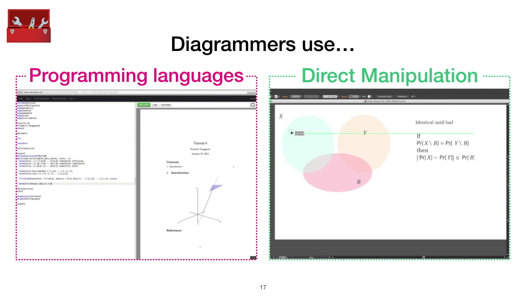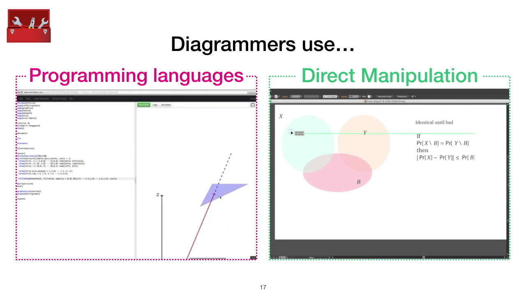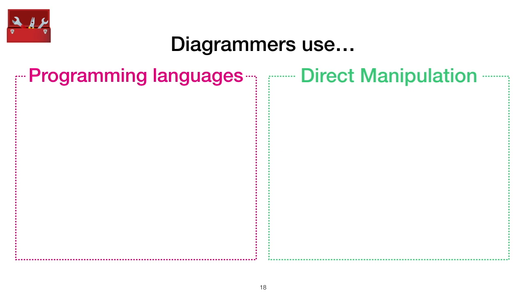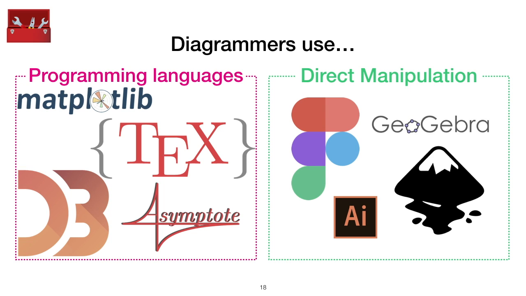The programming language-based tools have textual interfaces and often involve typing snippets of code into an editor and compiling the program to view the diagram. Examples of language-based tools include D3, TikZ in LaTeX, and Matplotlib in Python. For direct manipulation tools, our participants mentioned tools like Adobe Illustrator and Figma.